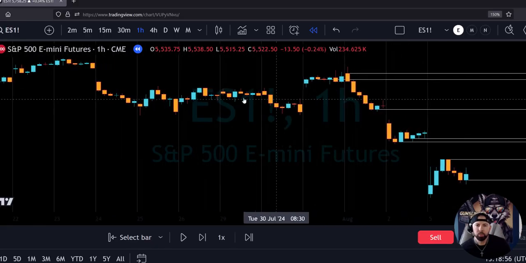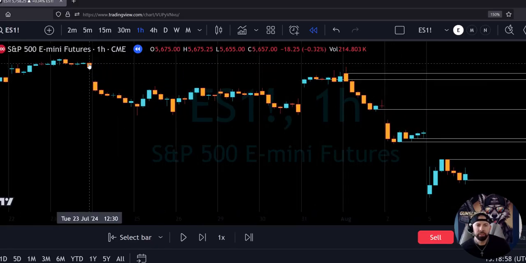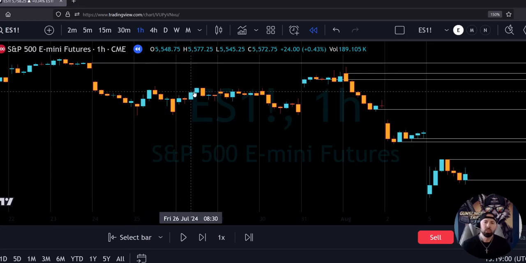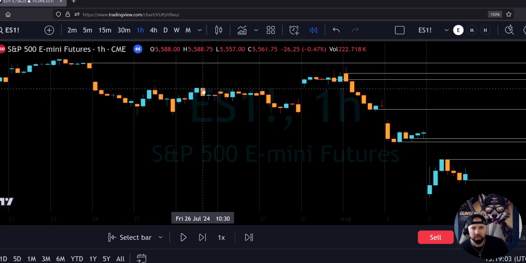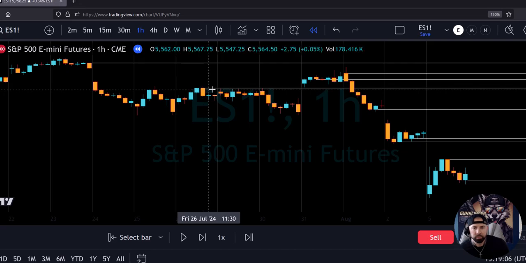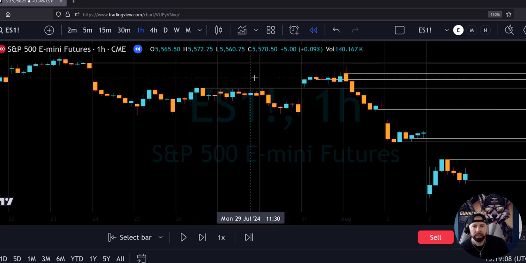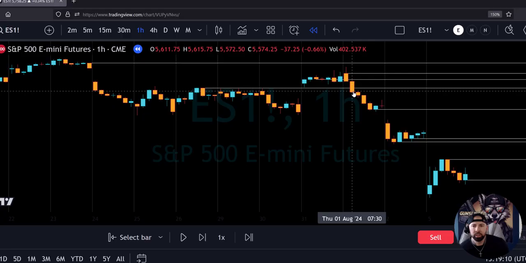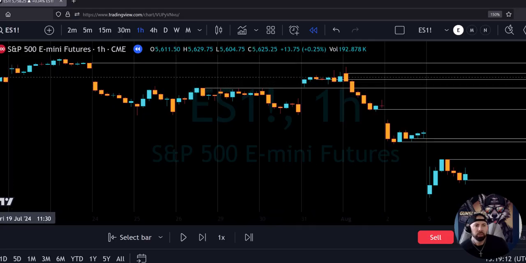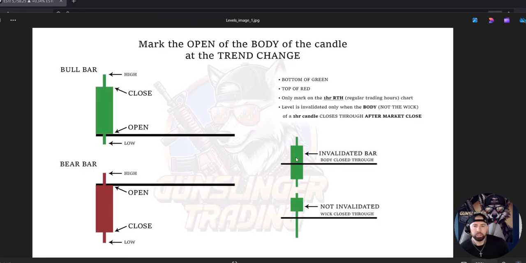At this point, I need to teach you what invalidates a level, okay? So if I were to just mark this level from green to red, this level would be invalidated because we had a close through the level with the body of a candle. So the body of a candle is what invalidates a level, not a wick, on the 1 hourly only, in regular trading hours only. So a 5-minute candle closing through the level on the 5-minute time chart does not invalidate the level.